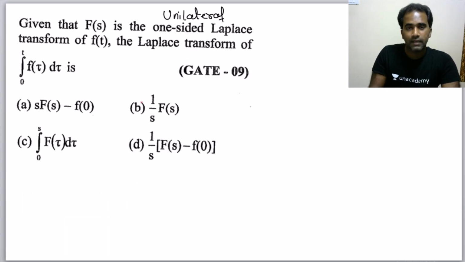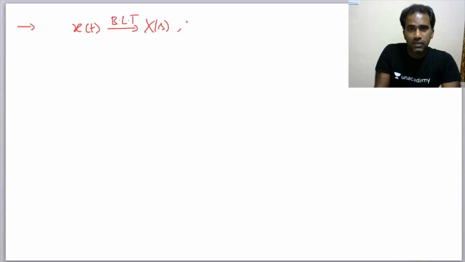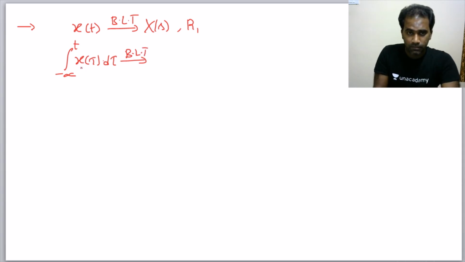Here they are asking us to find the Laplace transform of the integration of a signal. Let me recollect some basics. Let's say there is a signal x of t whose bilateral Laplace transform is capital X of s, whose ROC is R1. Next, what if the signal is integrated from minus infinity to t? Then what happens to the bilateral Laplace transform? It's very easy to evaluate. You can also call it the integration property of the bilateral Laplace transform.